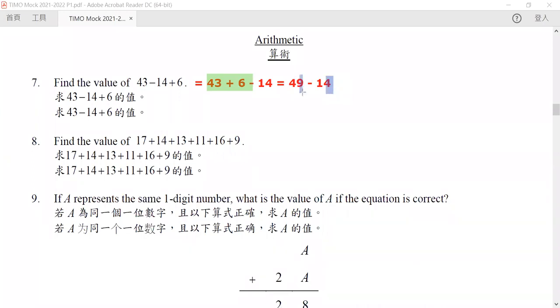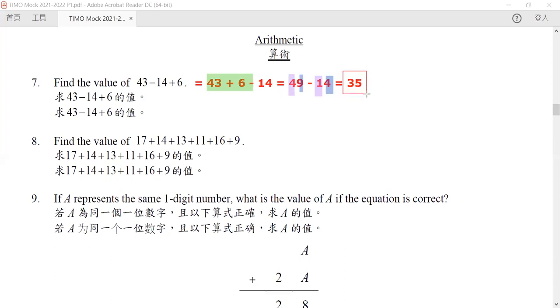Because 9 can be subtracted by 4, and our 4 can be subtracted by 1. So our answer will be, because 4 minus 1 is 3 and 9 minus 4 is 5, 35. So 35 is our answer for this question.